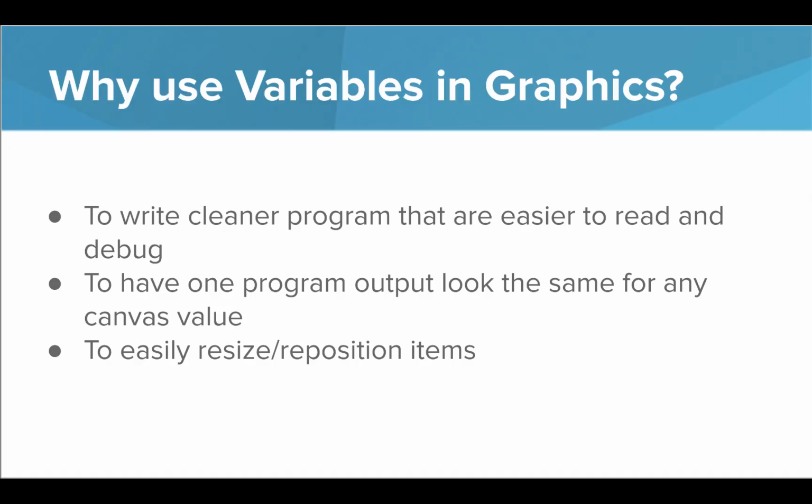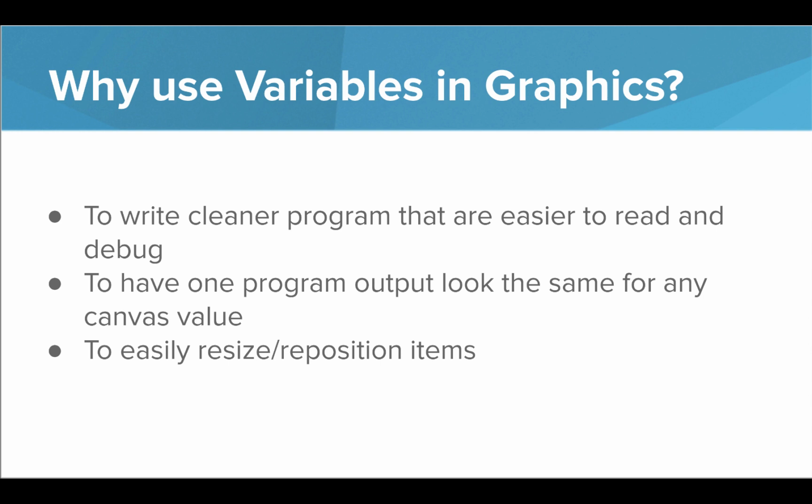Using variables in place of static values in our graphics programs gives the same benefits as using variables in our console programs. First, variables allow our code to be cleaner and easier to debug because the variable names describe their use. In our graphics programs, variables allow the output from one program to be positioned and sized the same way regardless of a changing canvas size, and allows us to resize and reposition items efficiently and effectively.